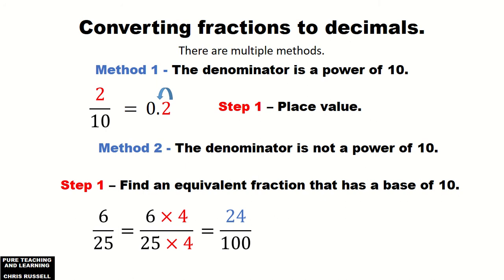Because of that, now we are able to do what we did before in method 1. Step 2 is the place value. We have our number 24, but this time we've got 2 zeros. So we start from the right and we go 2 spaces to the left. So 0.24.